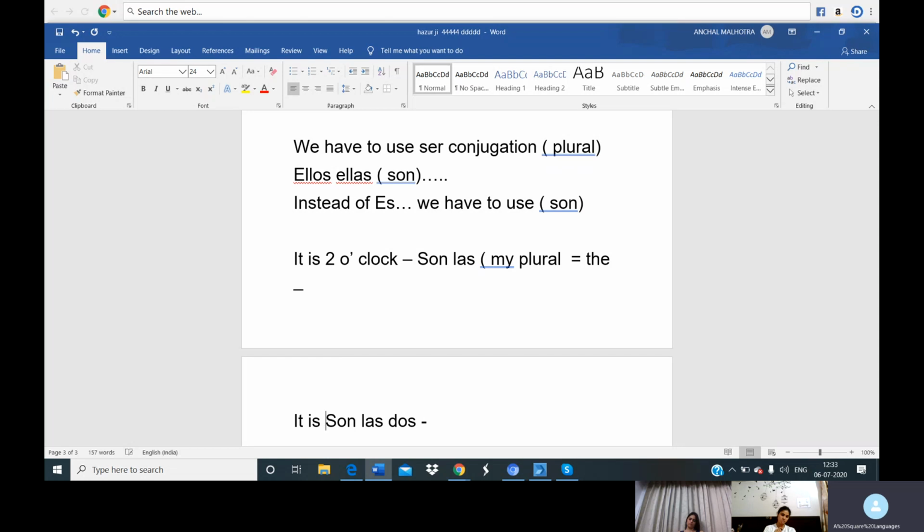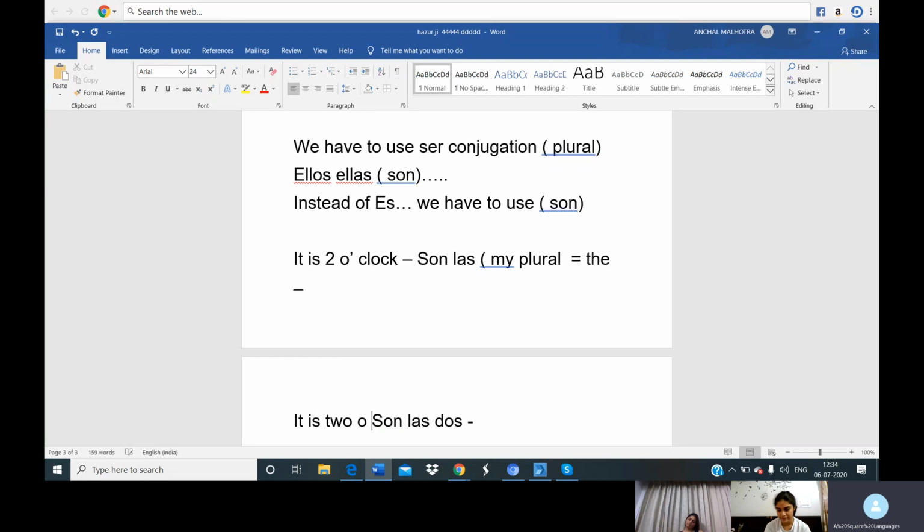I'm saying it is 2 o'clock. So what is it in Spanish? Like in French, we have il. Il is my it and he; for both we use il. So here we have usted, ustedes. Here we don't have the it conjugation. We have said plural and singular, and we have the article.